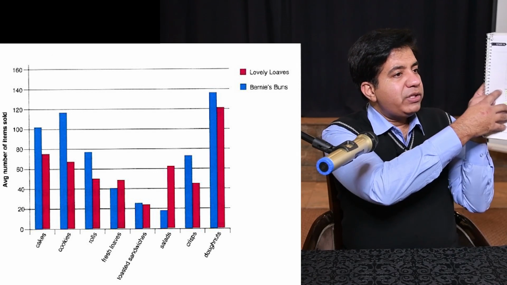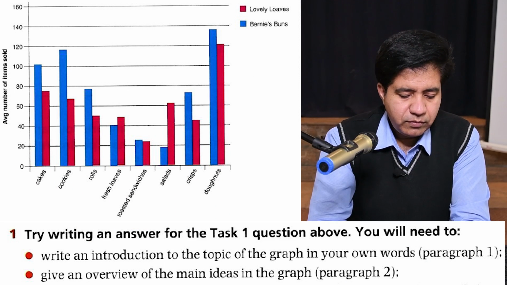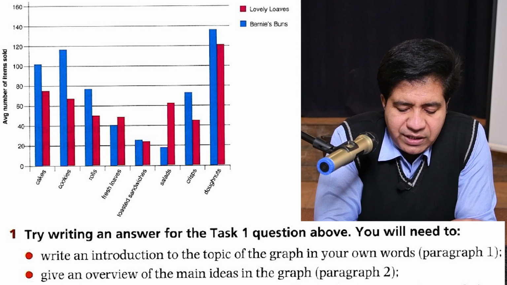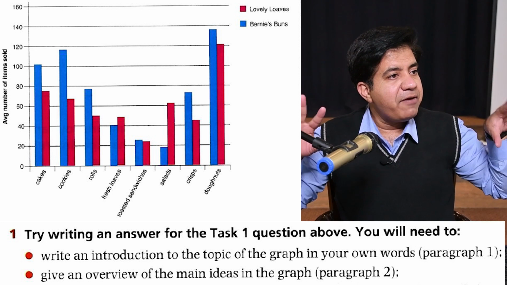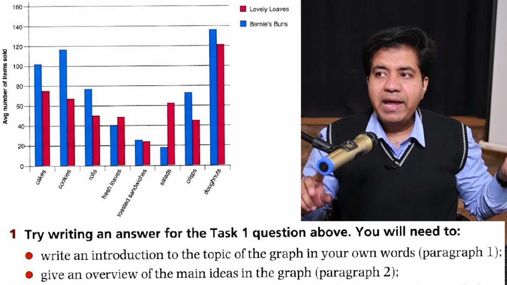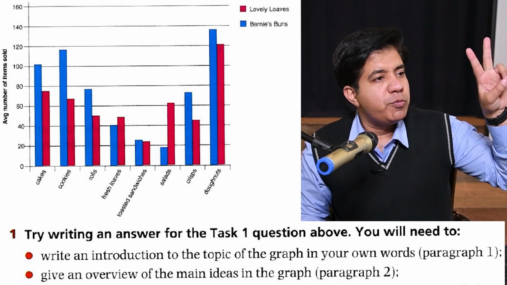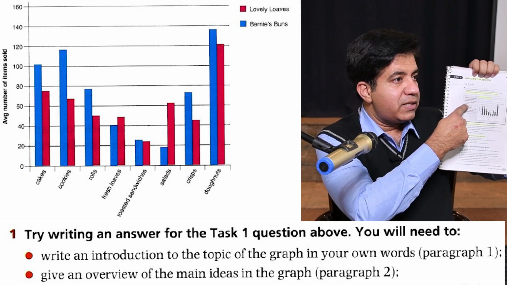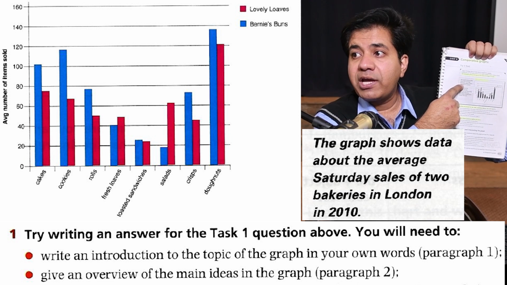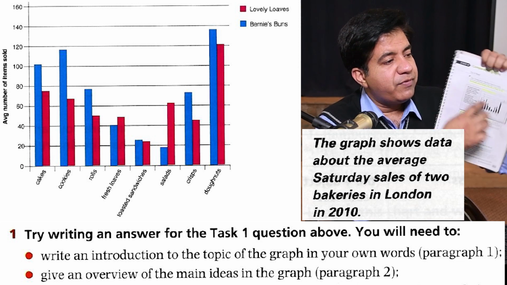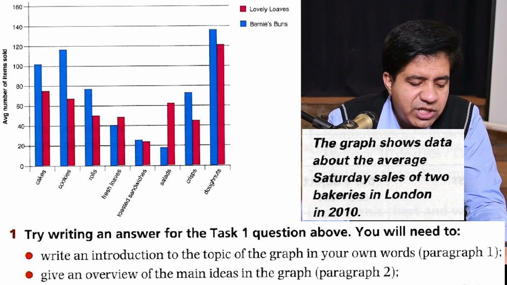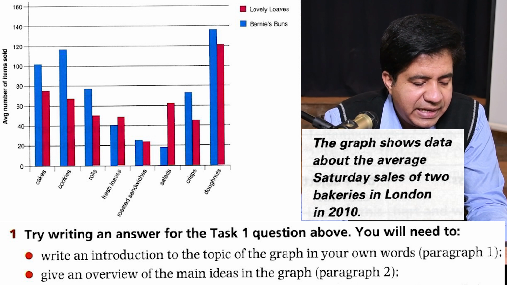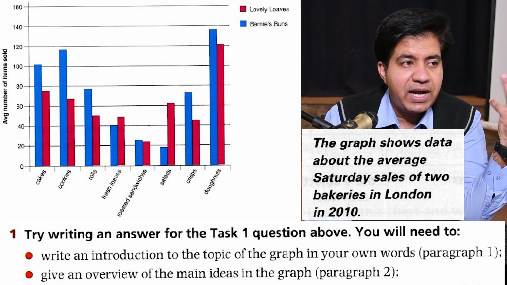Okay, now we go through these bullet points. First of all, you need to write an introduction to the topic of the graph in your own words. Now listen, whenever there is a comparative graph and you are supposed to write an introduction, there should be 2 sentences. Sentence number 1, you will reword this. The question rubric, we call it question rubric. You will reword it. They have written, the graph shows data about the average Saturday sales of 2 bakeries in London. So, you can just reword it.